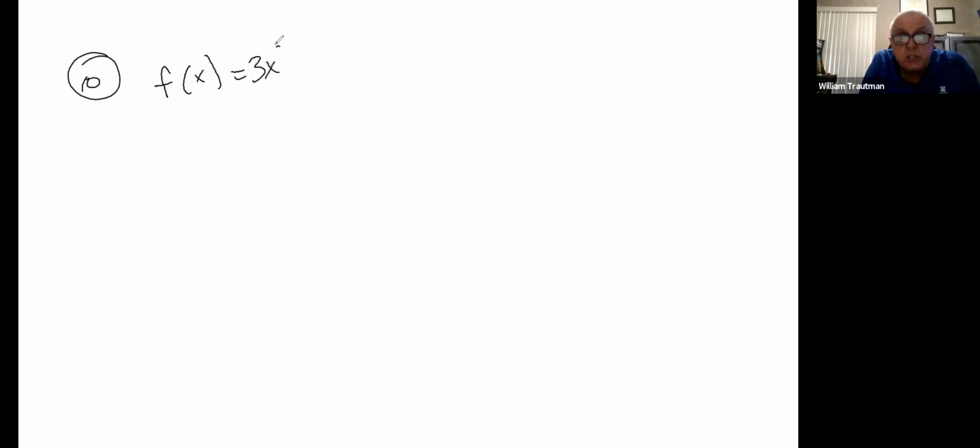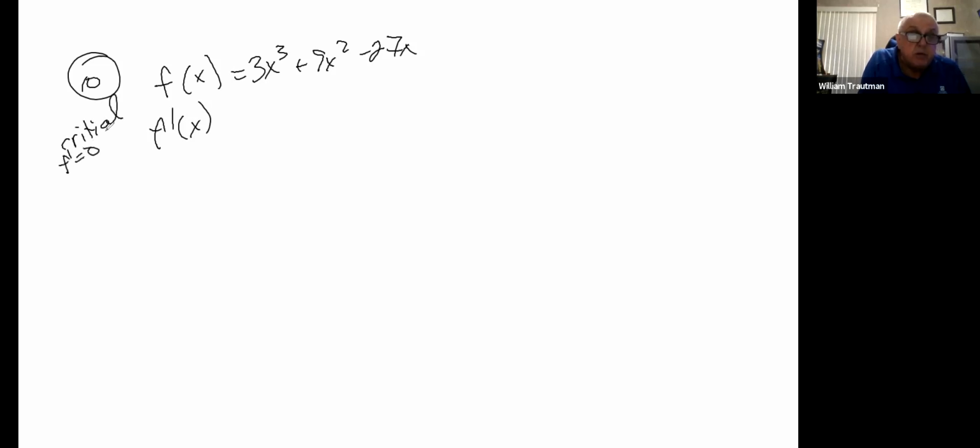3x to the third plus 9x squared minus 27x. And first it says find the critical numbers and then increasing and decreasing. So we're going to find the critical number first, find out where the first derivative equals 0, right? So once again, the critical number is where the first derivative equals 0.